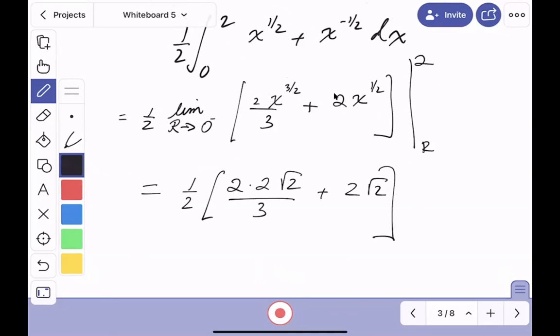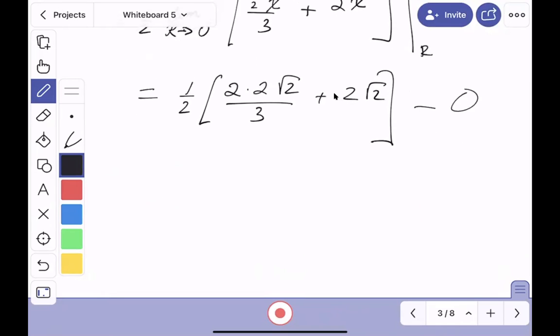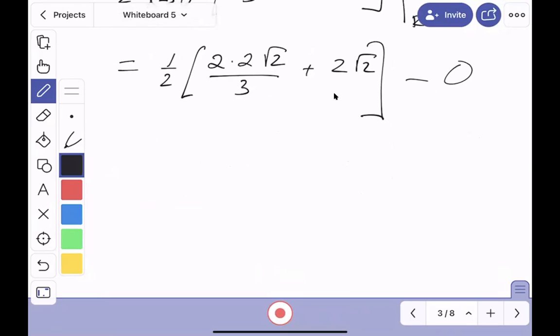And I want to point out if r is going to 0 from the right, both of these things exist and their limit would be 0. So I'm not going to write that down, minus 0. Right, so that was pretty simple to do. Let me clean it up a tiny little bit.